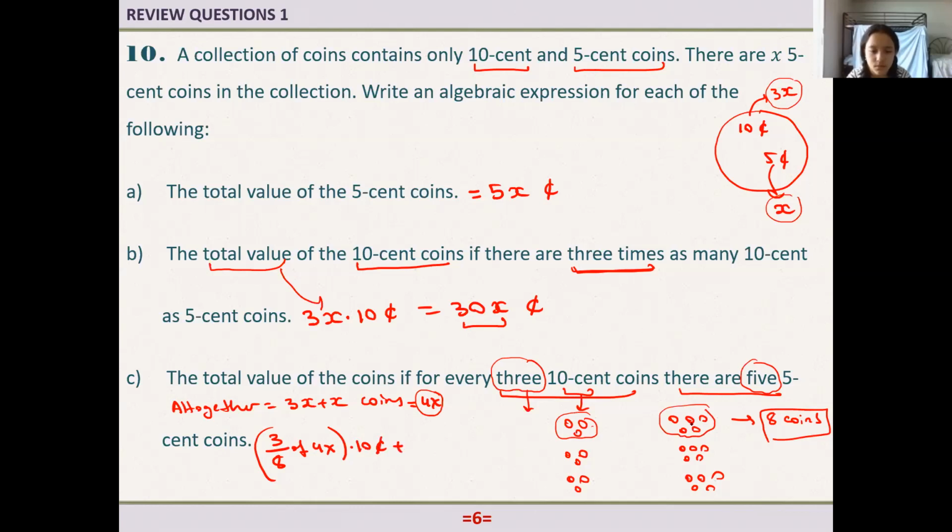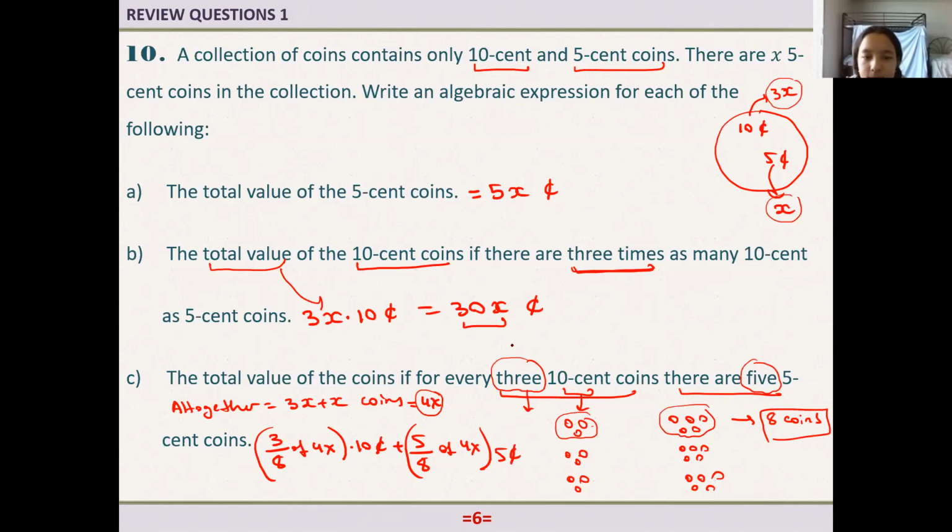Plus, and how about 5 cent? It is 5 out of 8. Because if you just have 8 coins, 5 of them are 5-cent coins, 3 of them are 10-cent coins. So 5/8 of these coins, 4x, because altogether we have 4x coins. And these are 5-cent coins.